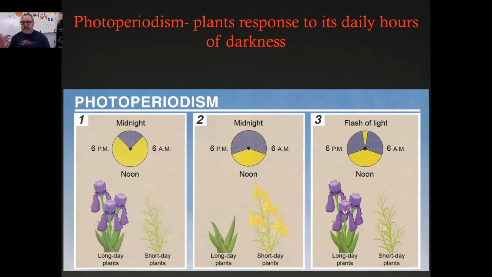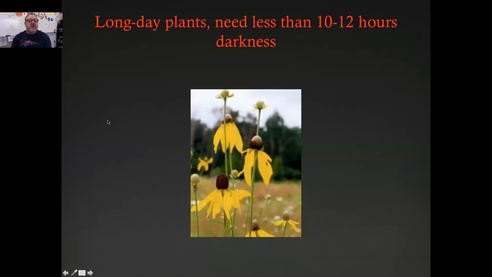Some plants really like a lot of darkness. Some plants like a lot of daylight, okay? We'll talk about each one. There are 3 different types. The first type is a long day plant. Long day plants need less than 10 to 12 hours of darkness, okay? That means that it needs to be daylight for long periods of time in order for these plants to grow, okay?